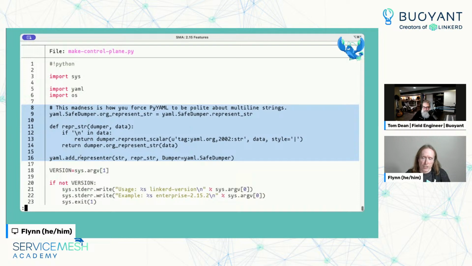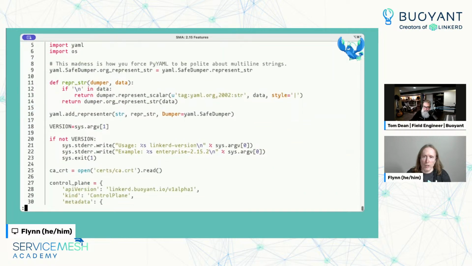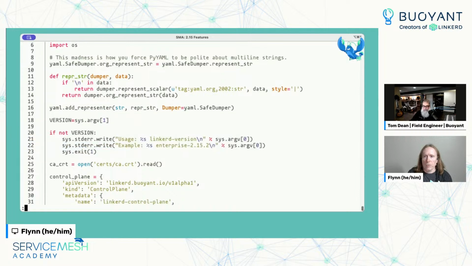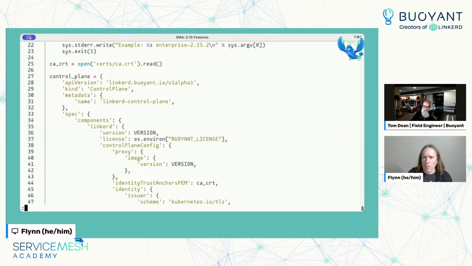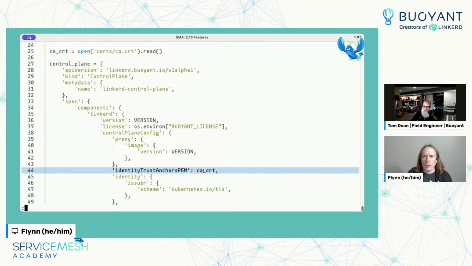This madness turns out to be how you get the Python YAML libraries to properly deal with multi-line string constants in YAML files. We're going to tell it which version we want to run. And then we have to put the version in the right place, actually in two separate places. We have to include the Buoyant license that's in the environment. And we have to include the public half of the trust anchor to tell Linkerd, hey, these are the trust anchors that it's okay for you to see certificates signed by ultimately.